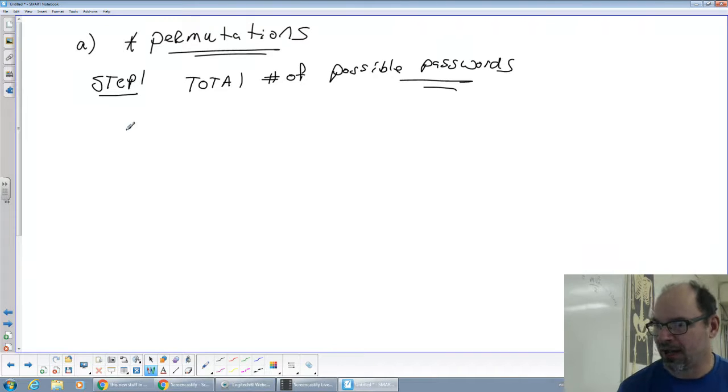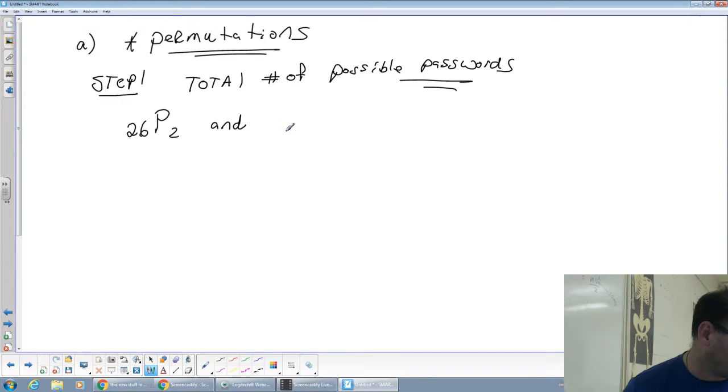So 2 capital letters. So that would be, we have 26 letters to choose from, and we're going to choose 2 of them. Okay, and that means we're going to multiply. We're going to choose 3 digits. So the total number of digits are 10 digits. And we're going to choose 3 of them. And the reason we're taking a permutation and not a combination is because the order in which we put the digits is important.